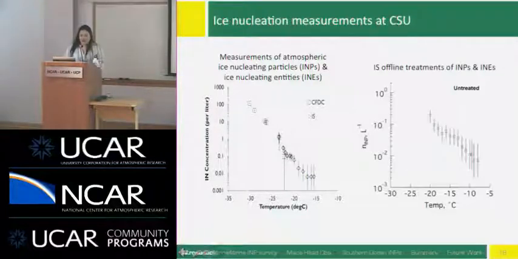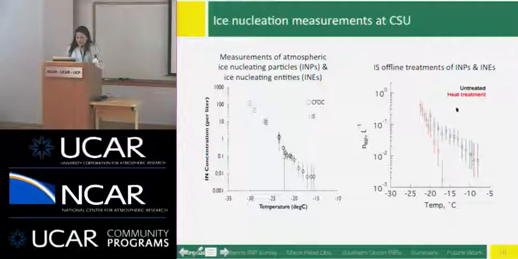And then to learn more about the composition of the particles, we do offline treatments with the ice spectrometer. So for example, this is an untreated sample, so you can see the ice nuclei spectra, and then we heat the sample for 20 minutes at 95°C, and we can determine the amount of heat labile material, or biological material, that's present in the sample. And so if you have a mineral aerosol, that is your INP, then you don't see a heat sensitivity.